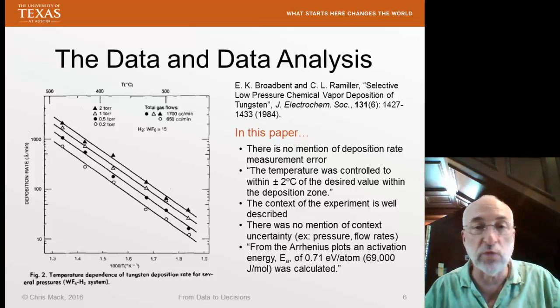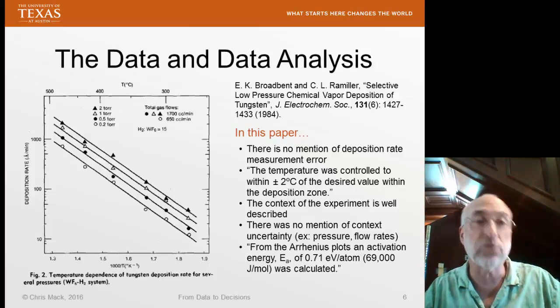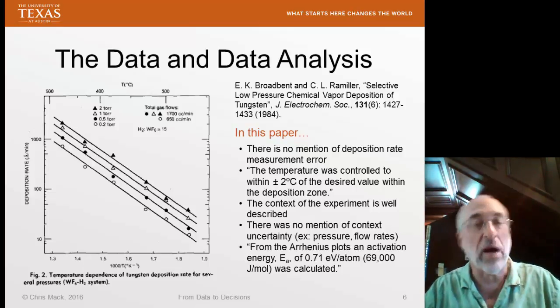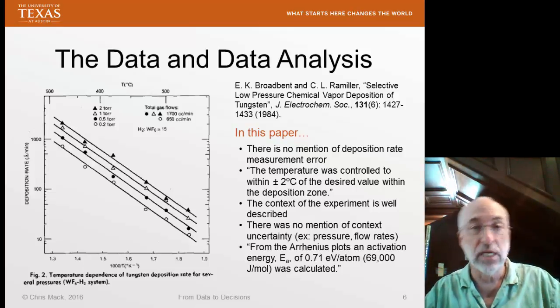It's extremely important when you present the result of your analysis, in this case the slope of that line, that you present not only the best fit slope, but an estimate of the uncertainty of that slope. Is it 0.71 plus or minus 0.01, 0.1, or 1 eV? If you don't know what that uncertainty is, then you don't know how to interpret that value that's provided.